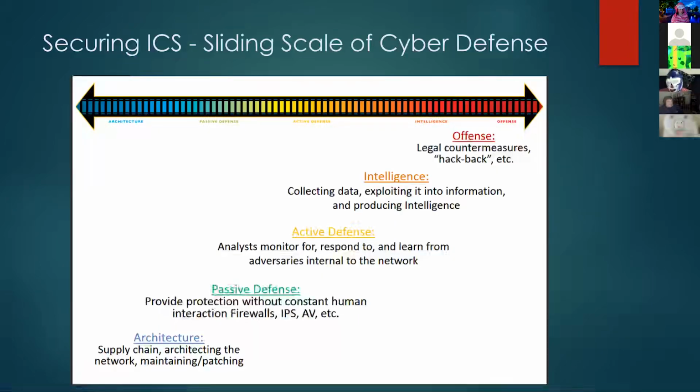And then this is just the sliding scale of ICS cybersecurity. And as you start over at architecture and move up, it's where you can get your easiest wins early on. The least effective thing is to do like hackbacks, which are way over on the right and up, up and to the right.